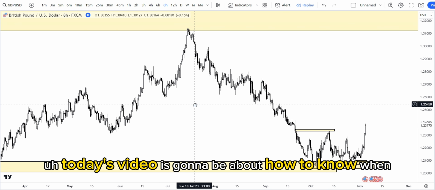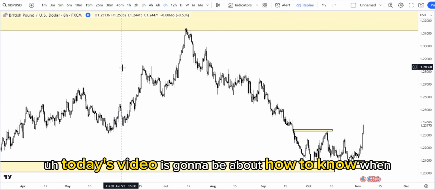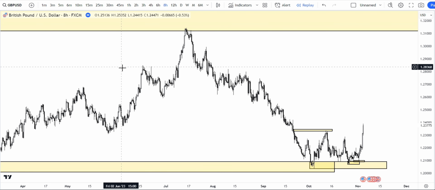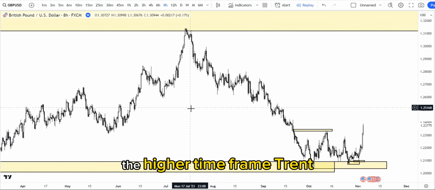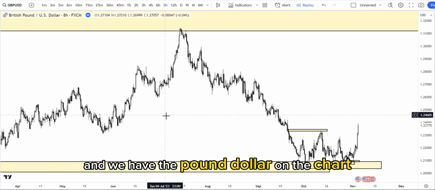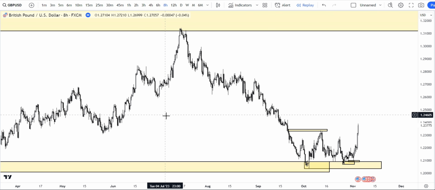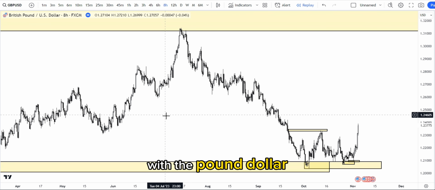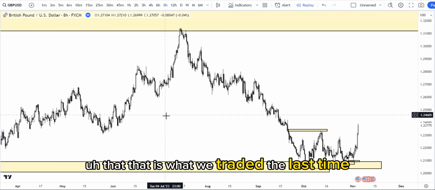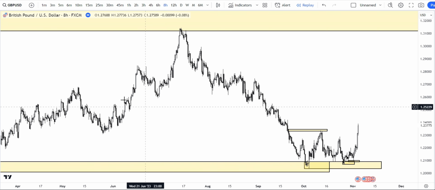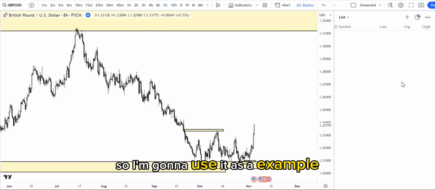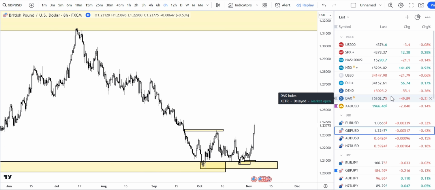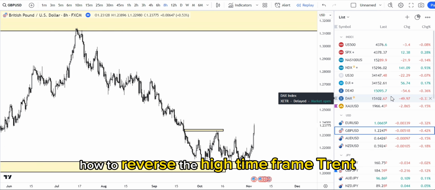Today's video is going to be about how to know when the higher time frame trend is reversing. We have the pound dollar on the chart, and this is the example I'm going to show you in this video, because that is what we traded last time. So I'm going to use it as an example of how to reverse the higher time frame trend.